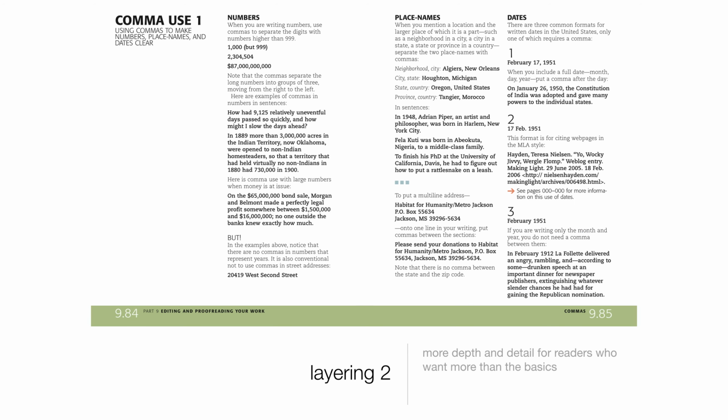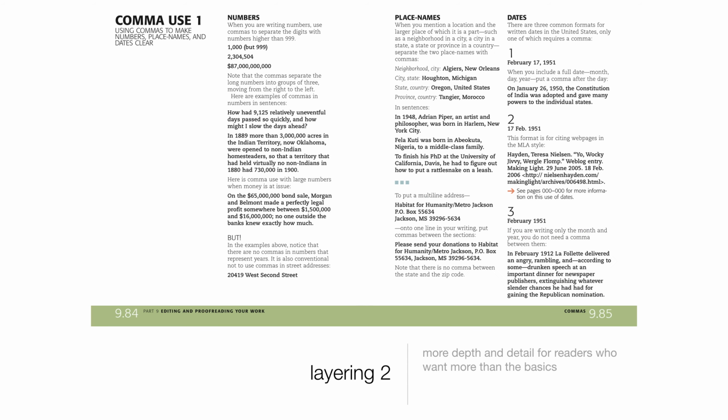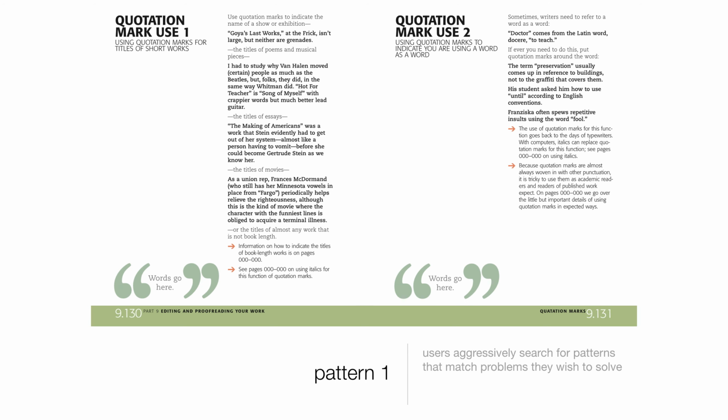This is the same information, comma use 1, expanded in more detail. So that's a good visual example of this concept of layering. You have the snapshot or the executive summary, then the deep dive. And the third concept then is patterns. Users aggressively search for patterns.